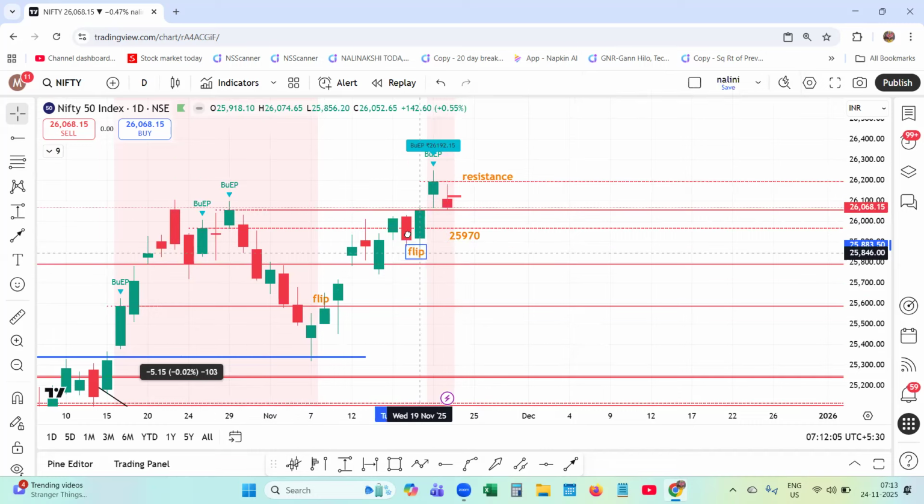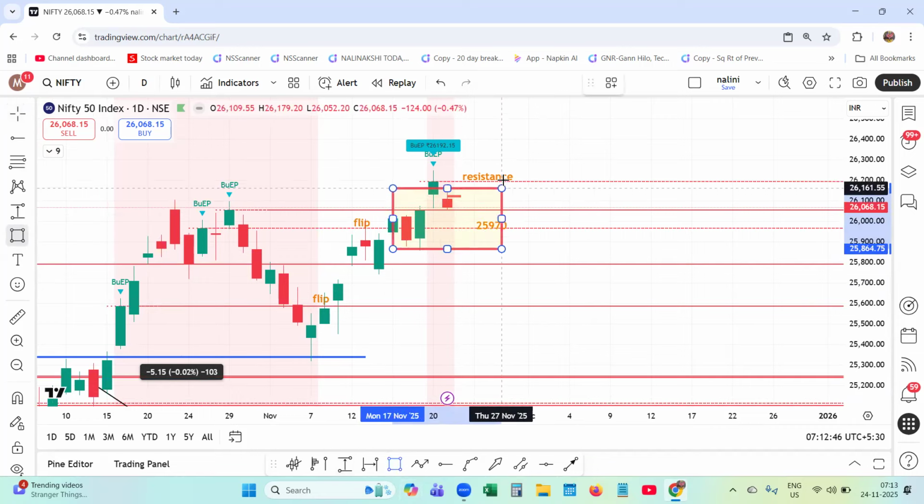If the market breaks this, then a new breakdown can happen in the market. At present, this is the major support level. So 26,000, let us mark this level, 26,055. Yesterday, the market had come down to this level, 26,052. So let us highlight this level on an intraday basis.